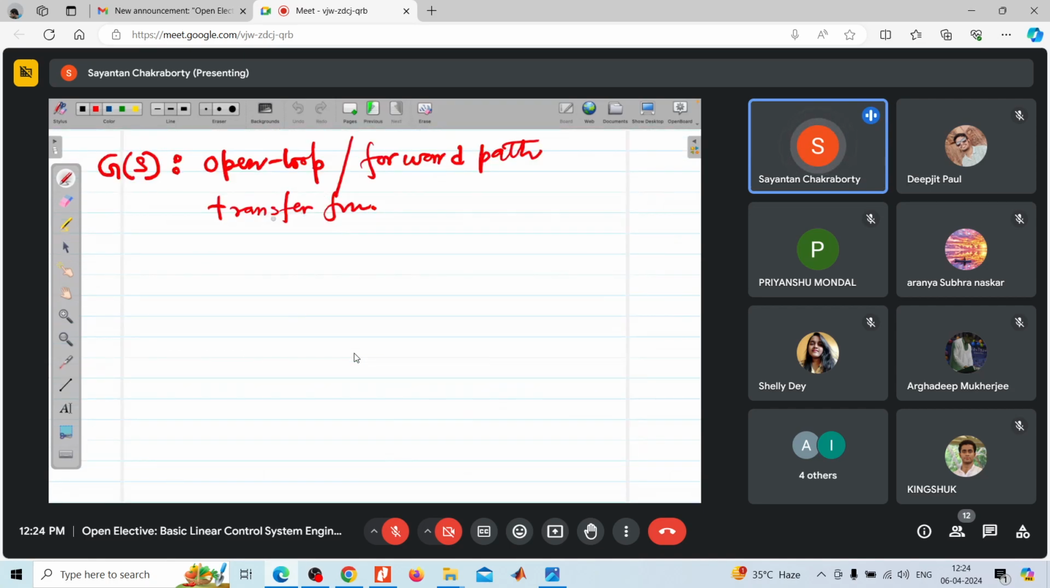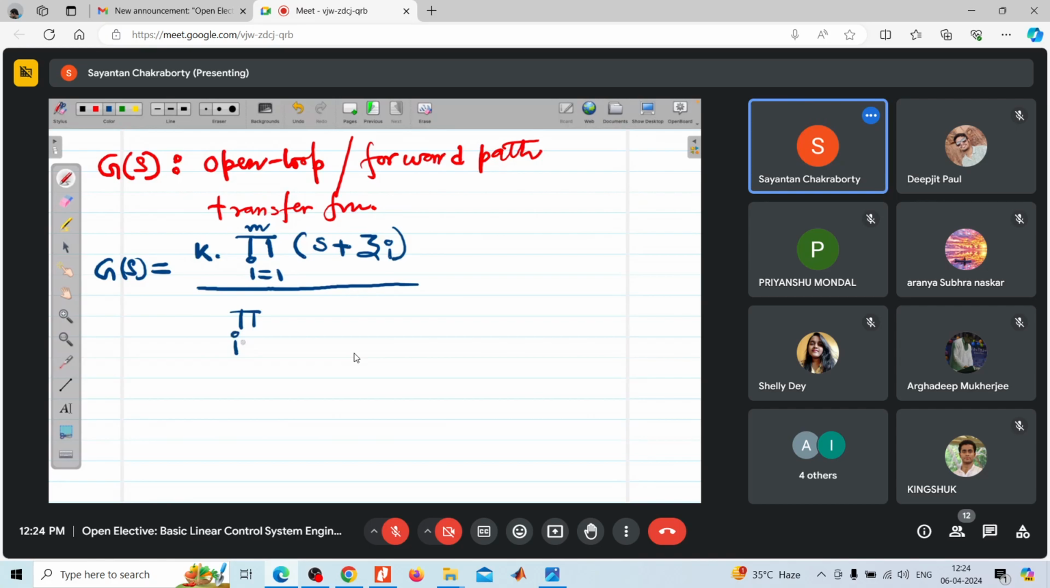Okay, next. Now this G(s) can be represented in a standard form as a gain multiplied by m number of zeros, divided by, and this is very important.